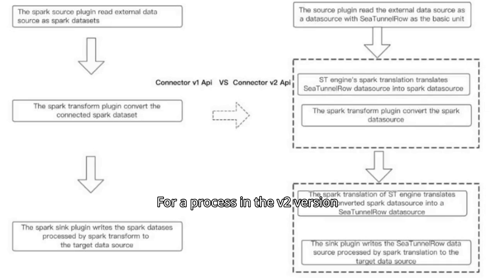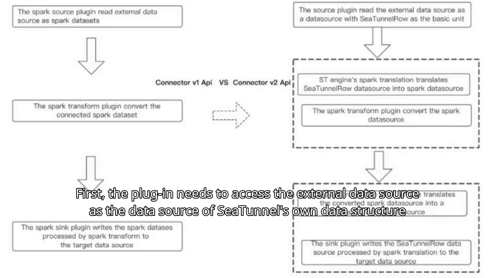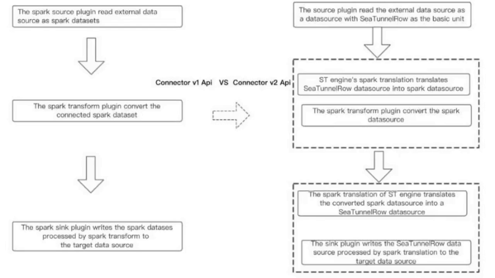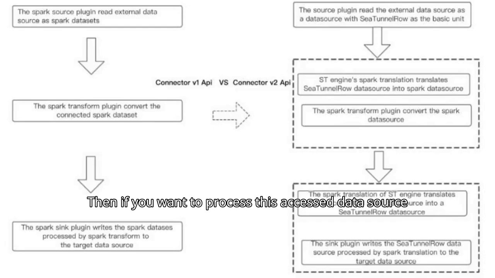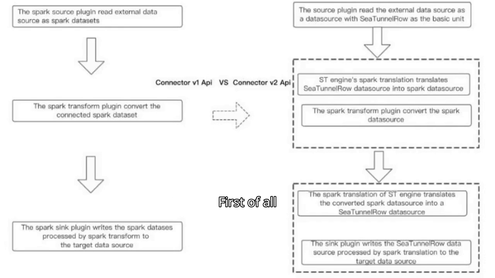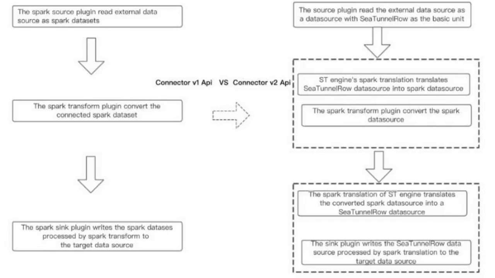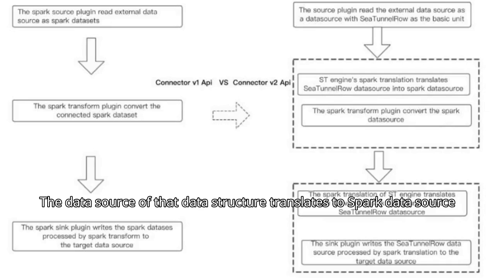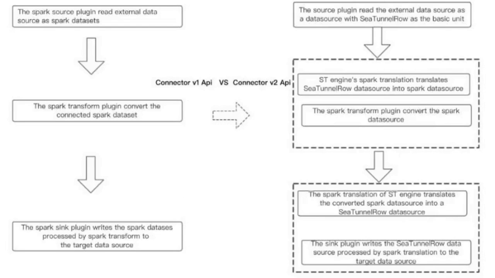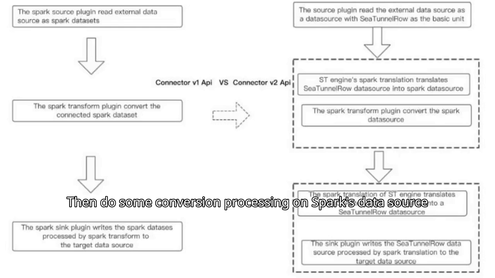For the process in the V2 version, first, the plugin needs to access the external data source as a data source of SeaTunnel's own data structure. Then, if you want to process this accessed data source, first of all, it goes through the translation layer in the SeaTunnel engine, which translates the data source of SeaTunnel's own data structure to a Spark data source. Then it can use the transform plugin to do some conversion processing on Spark's data source.